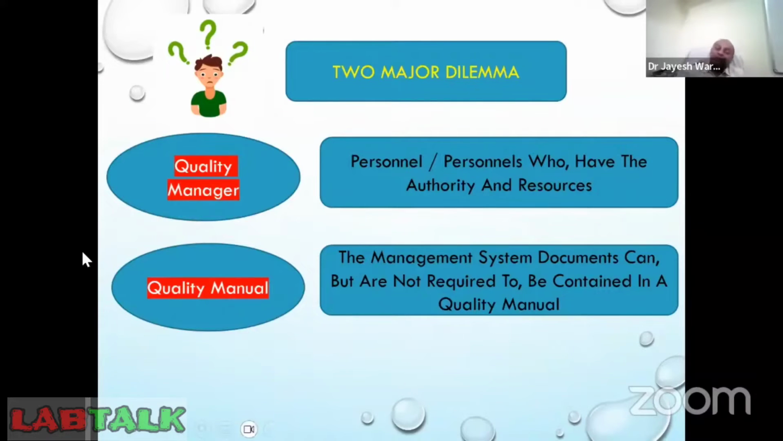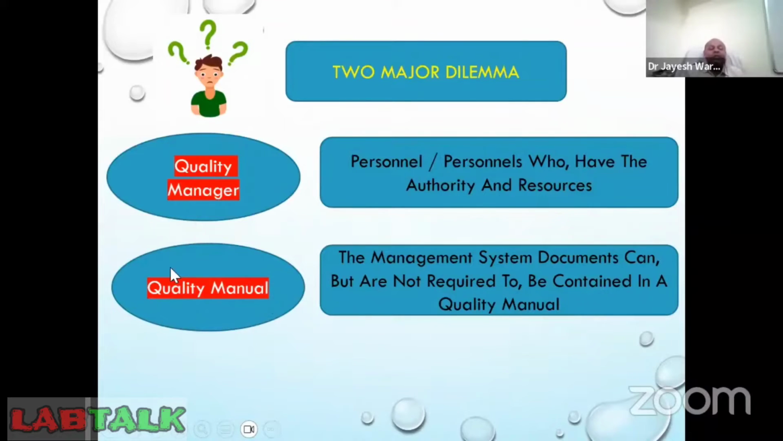You may call that person a quality manager, or you may not. You can simply call that person a supervisor or a lab manager, or even a quality manager. The only thing is that a designation of quality manager is not mandatory, but there must be somebody who has the authority and resources to implement the quality management system.